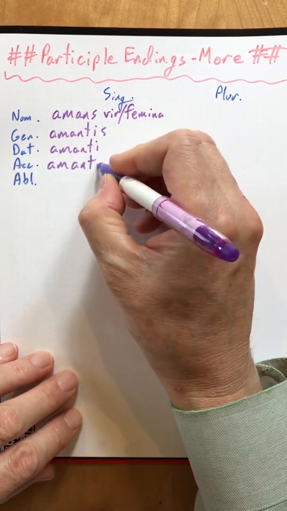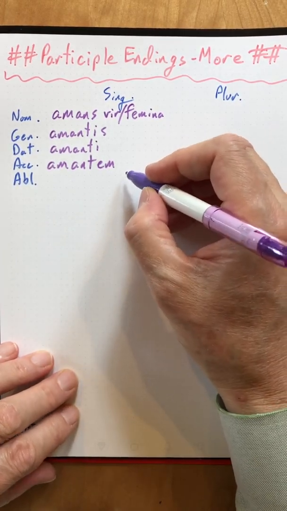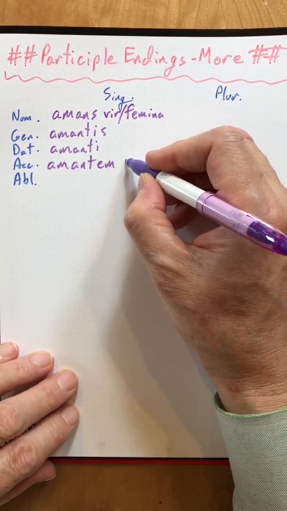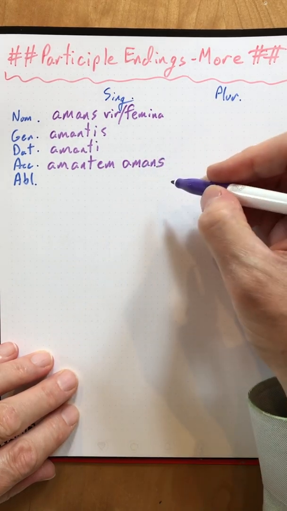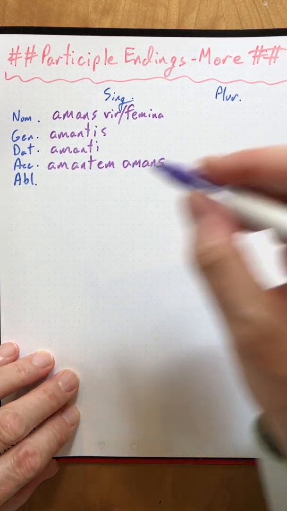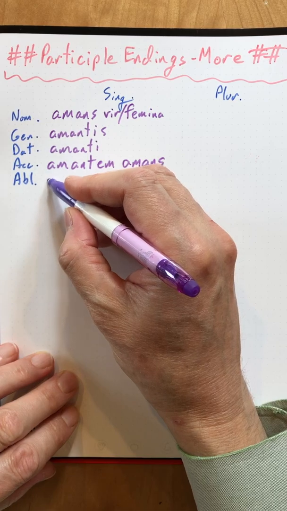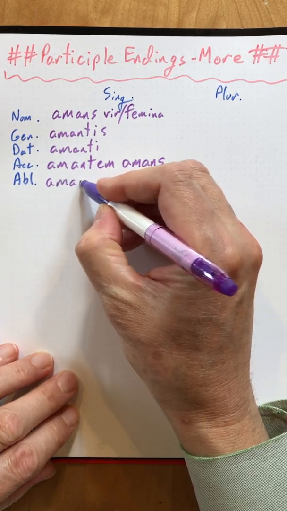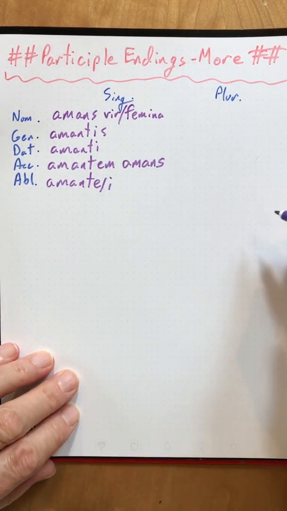What do you think? EM, right? As always. And then, in the event that you do have a loving neuter thing, that would be amans, because the nominative and accusative of all neuters is always the same in Latin and Greek, and the plural always ends in A. Oh, train going by. Love the trains. And the ablative, amante or amanti, depending on the dialect of Latin.